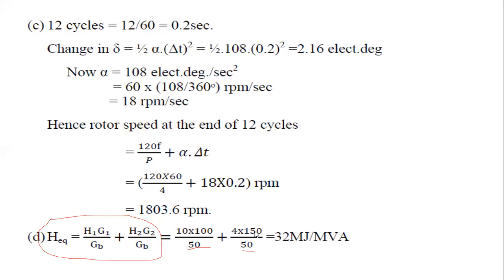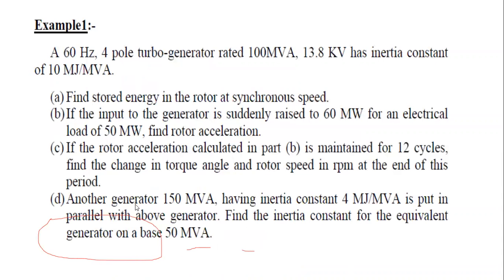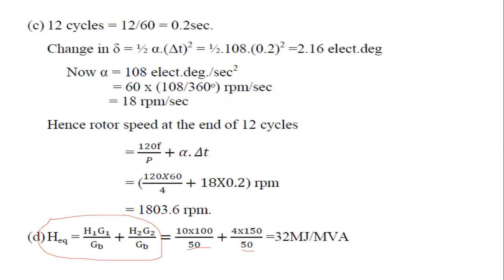In the second unit, we have 150. Therefore, G2 is equal to 150. Another generator has 150 MVA. And in the previous case, the generator one has a rating of a turbo generator rated 100 MVA. Therefore this is the G1 value, this is the G2 value, this is the H1 value, and this is the H2 value, and this is the base of that generator, that is 50 MVA.